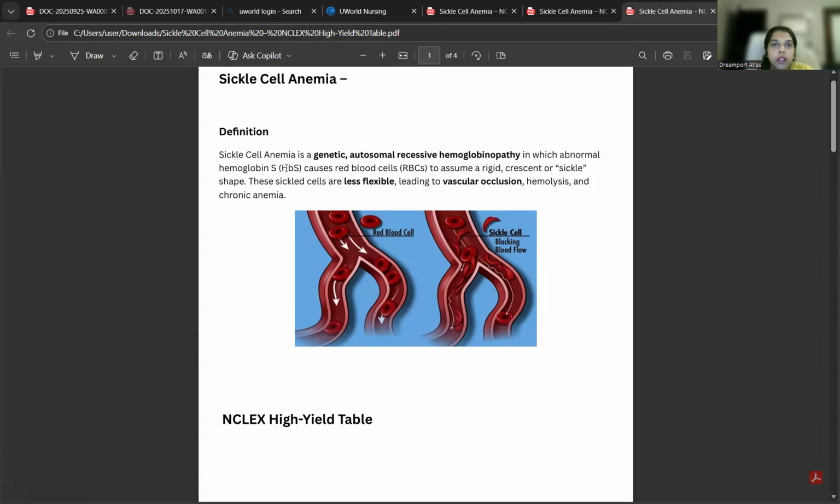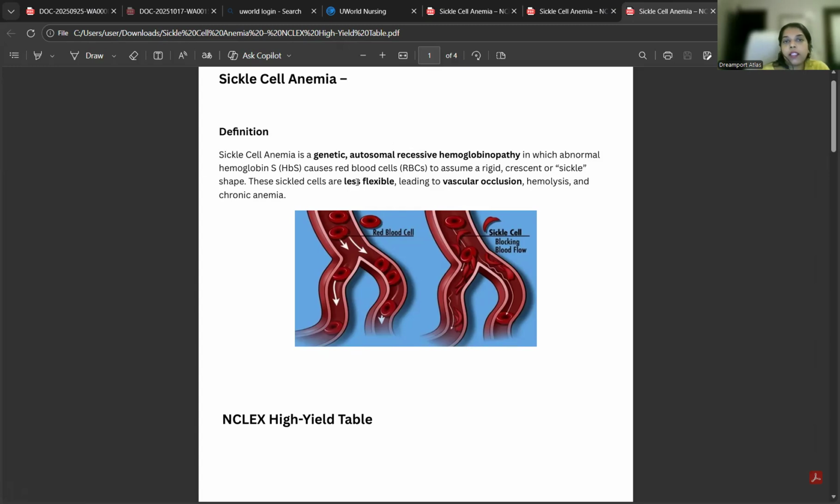Sickle cell anemia. Sickle cell anemia is a genetic autosomal recessive hemoglobinopathy in which abnormal hemoglobin S causes RBCs to assume a rigid crescent or sickle shape. That means in hemoglobin, there is an abnormal hemoglobin S, which will cause the RBC to form a sickle shape.